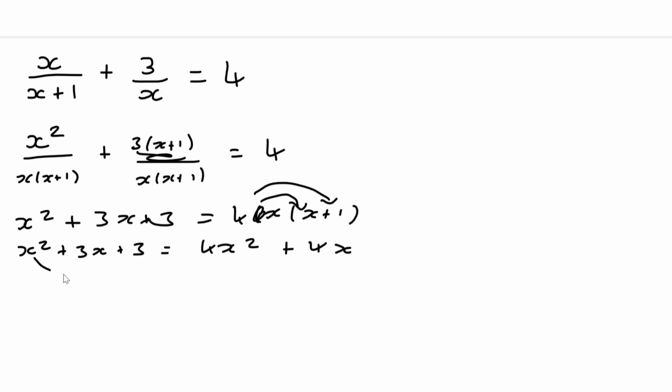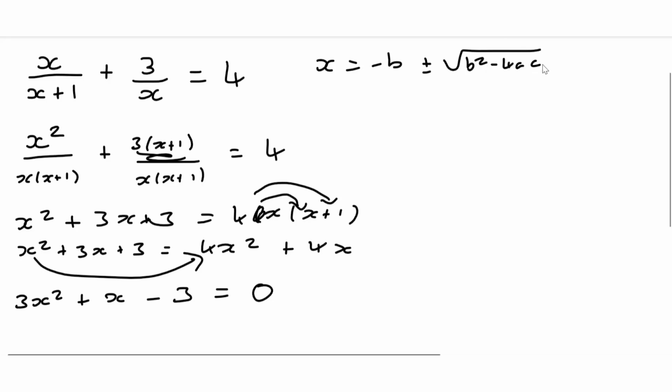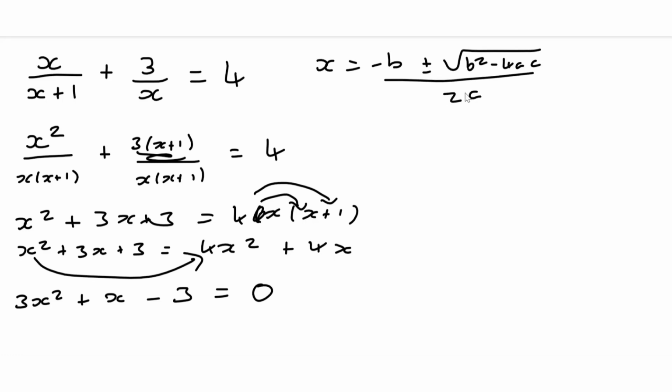Now I'm going to bring everything over to this side just so I've got a positive x squared coefficient. So I'm going to get 3x squared plus x minus 3 is equal to 0. Now I'm going to solve this quadratic, and I'm just going to do so using the quadratic formula. So that's x is minus b plus or minus the square root of b squared minus 4ac, over 2a.